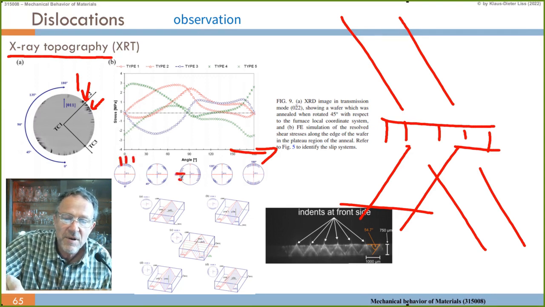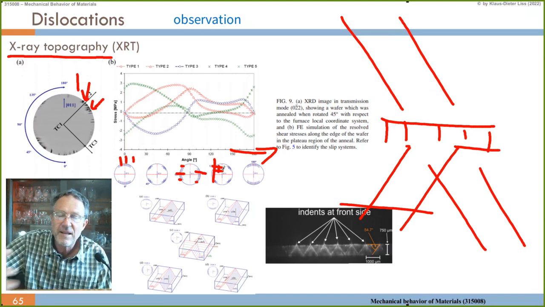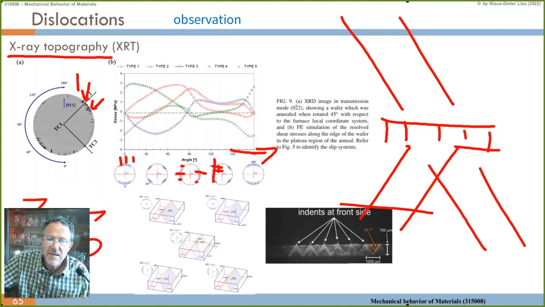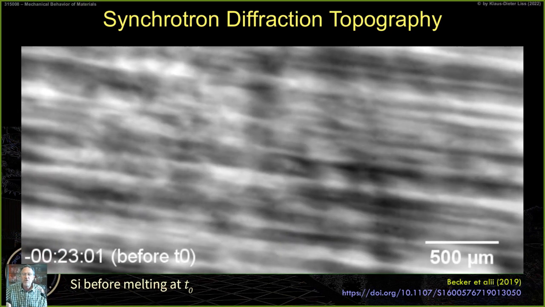So sometimes you only see these dislocations, sometimes you only see the horizontal dislocation lines, and sometimes under some 45-degree angle we see them both. From that you can work out the orientations and also the Burgers vector from the extinction rules. Same as electron microscopy.